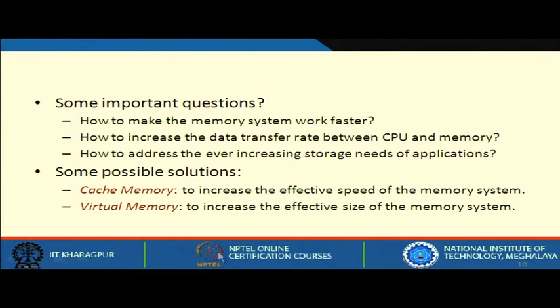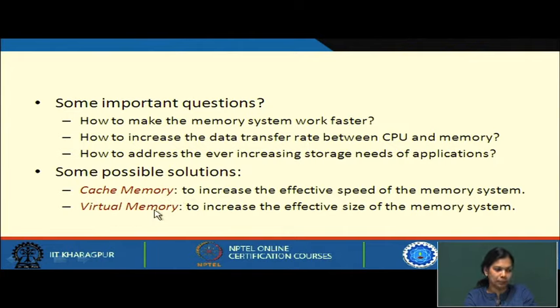First issue is how we can make this memory work faster, how we can have a larger memory, and by all these things how we can reduce the speed gap between processor speed and memory speed. Some possible solutions are cache memory and virtual memory. What a cache memory does, we will be looking into detail of this in later weeks, but what it does is it increases the effective speed of memory system.